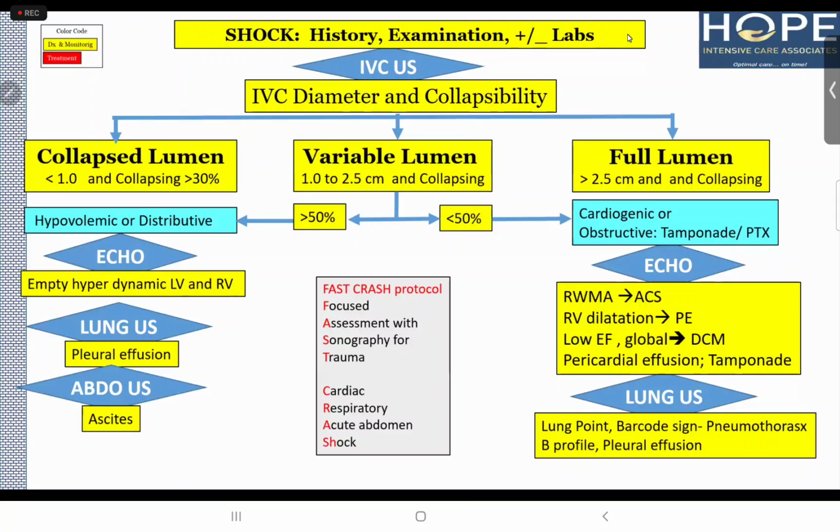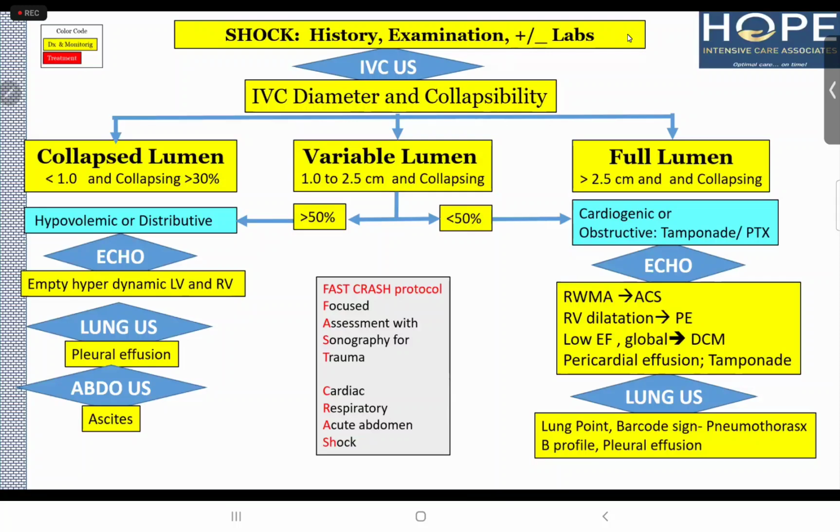If the patient's IVC is full, more than 2.5 centimeters and non-collapsing, then by and large hypovolemic or distributive shock is ruled out, and you should start looking for causes like cardiogenic and obstructive shock, where there is presence of pericardial fluid and tamponade, or the patient has tension pneumothorax or pulmonary embolism. Depending upon that, you will find either a dilated RV in pulmonary embolism, regional wall motion abnormality with regional hypokinesia in acute myocardial infarction, or global hypokinesia in dilated cardiomyopathy. So that can help.